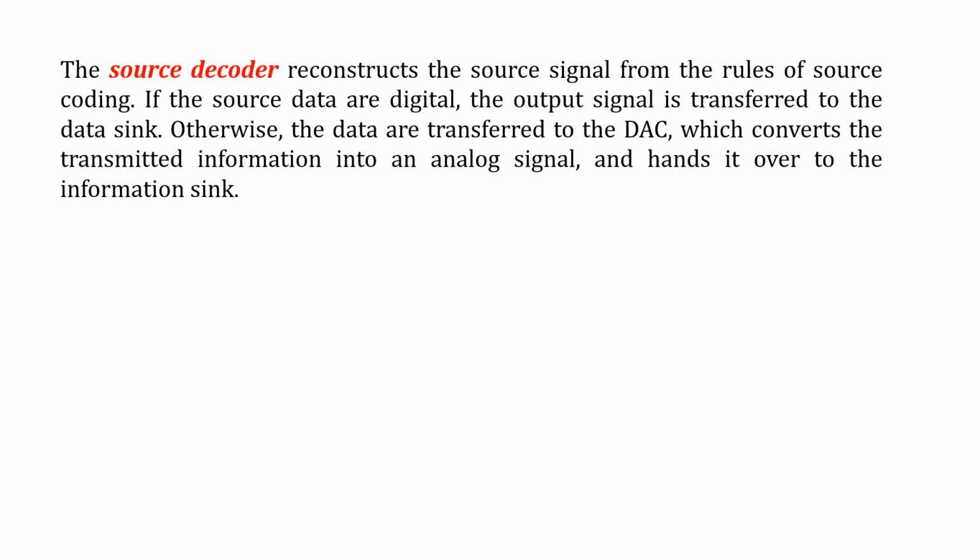If the source data are digital, the output signal is transferred to the data sink. Otherwise, the data are transferred to the digital to analog converter, which converts the transmitted information into an analog signal and hands it over to the information sink. In the information sink, we will be recovering the original signal which was sent at the transmitter.